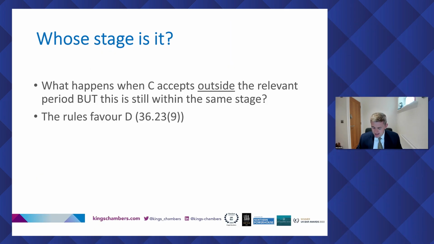The next slide is again looking at the finer points. Whose stage is it? That's my sort of witty title there. This happens. So what happens when the claimant accepts outside the relevant period, but this is still within the same stage? And I put there the rules favour the defendant. So if we look at an example, take a situation where the Part 36 offer expires just after witness statements are due.